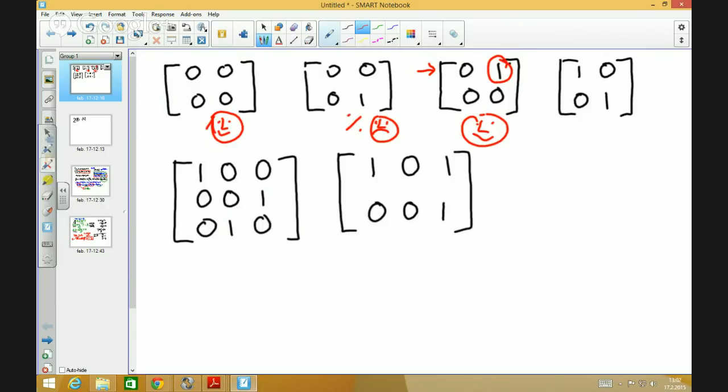So how about the fourth one? Is it in row echelon form? Yes, it is. In fact, row echelon basically means that if you look at the ones, they should form a sort of nice staircase. You should never go back, essentially, in your staircase. How about the fifth one?